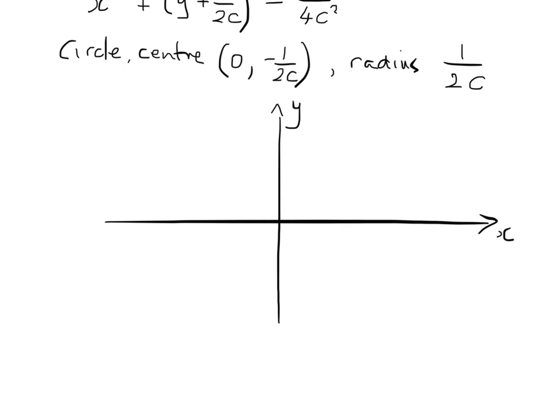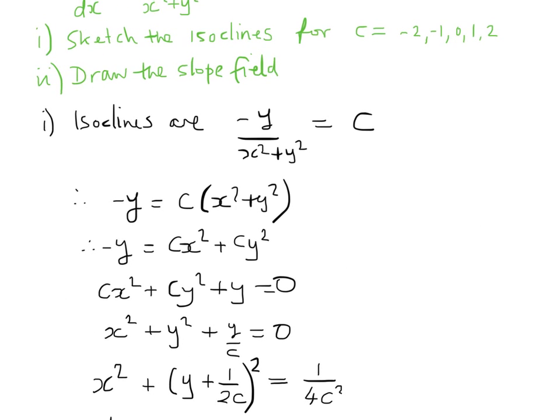And now we're going to look at the nullcline, so that's when c equals 0. I'm going to be a bit careful here, because if c equals 0, we actually don't get a circle, because having a denominator of 0 here means there's no defined centre. And there's no defined radius either. So let's just go back to our original equation here, and we're saying that c equals 0.